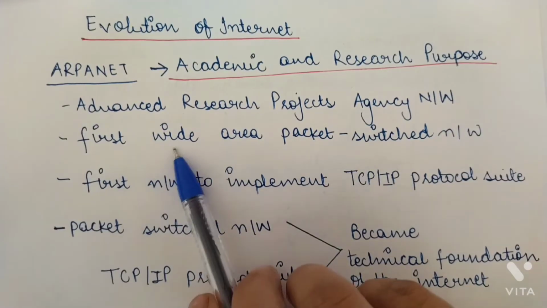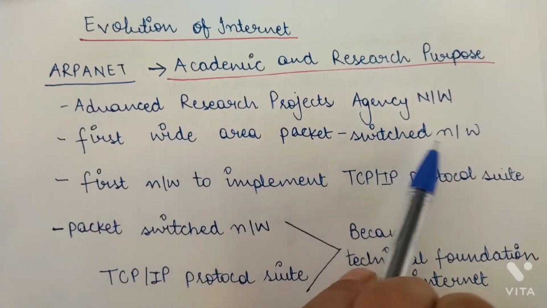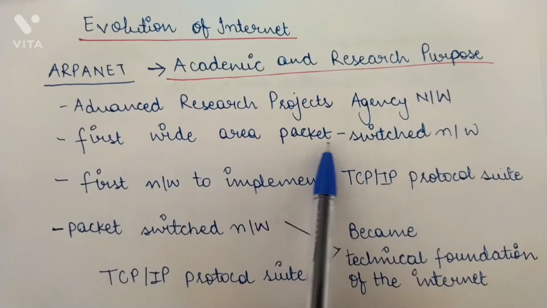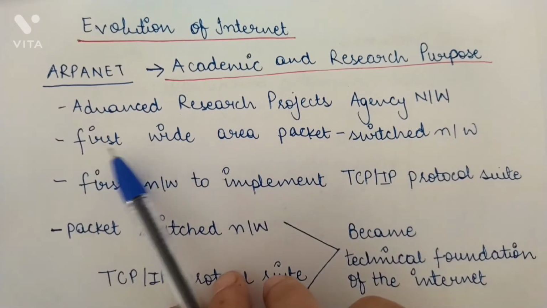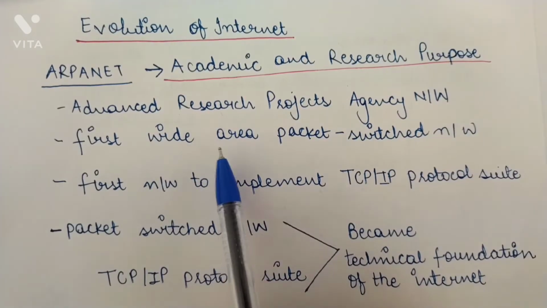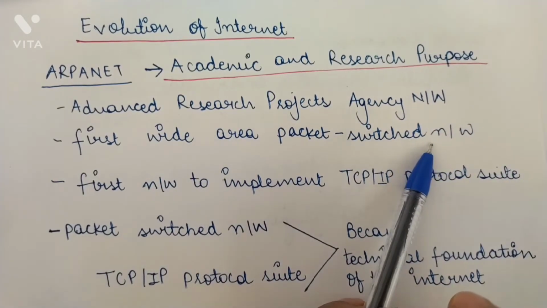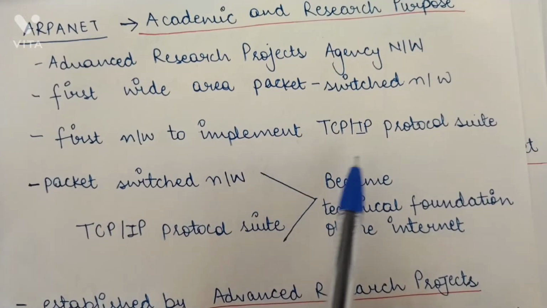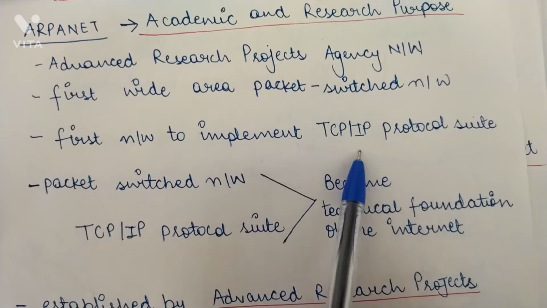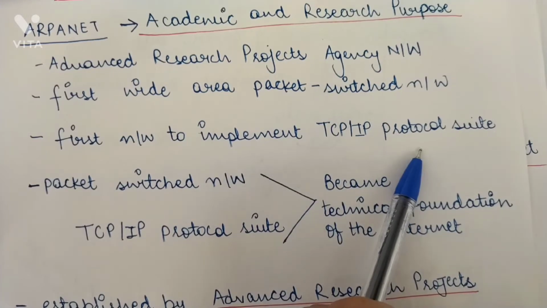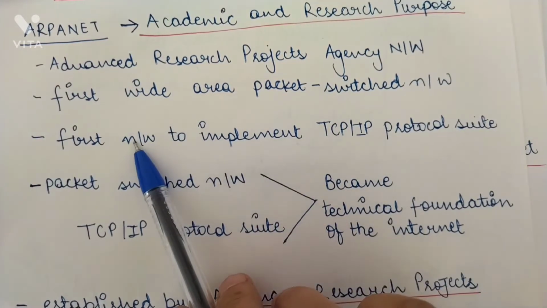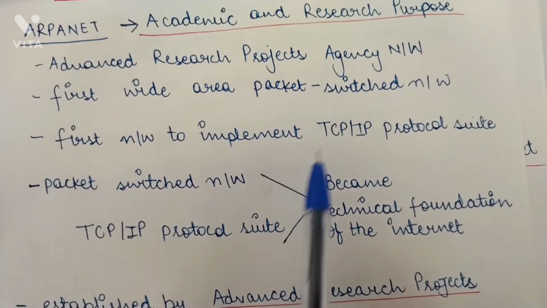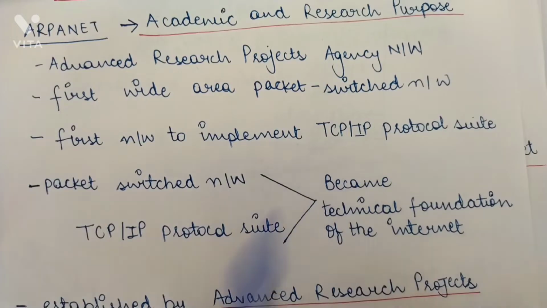It was the first wide area packet switched network. It was a wide area network and the technology it used was packet switching. Also, it was the first network to implement the TCP/IP protocol suite. The TCP/IP protocol suite has various protocols, and ARPANET was the first network to implement all those protocols of TCP/IP.